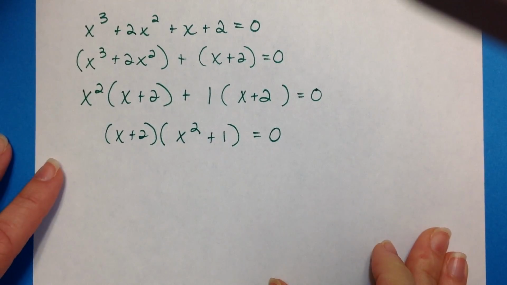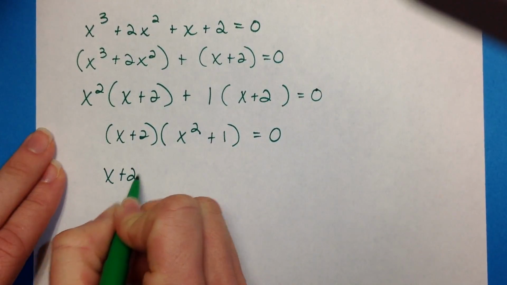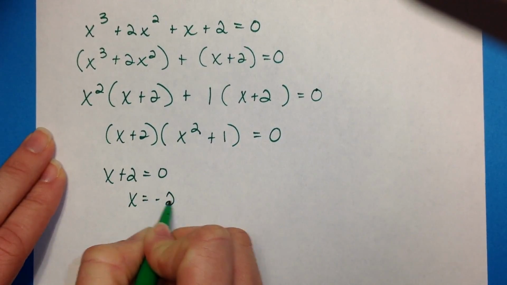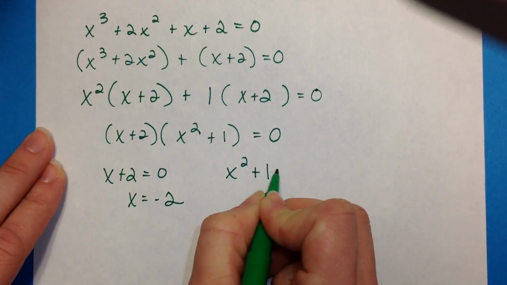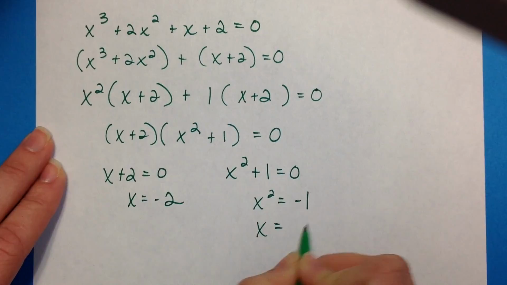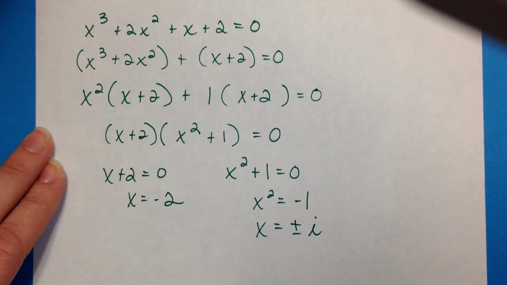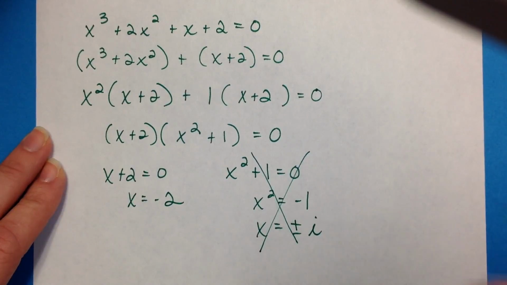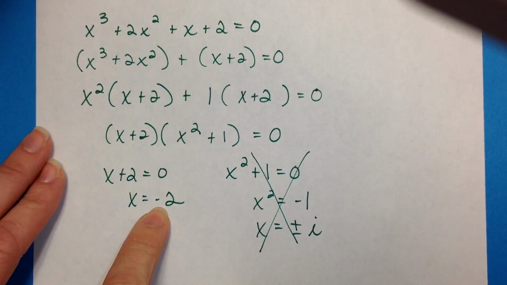Okay, so now you set each of these equal to 0. So I get negative 2. Now in solving this one, you actually end up with positive or negative i. When you're talking about holes or vertical asymptotes on your graph, that only involves real numbers, because your coordinate system here is not going to include imaginary values. So in this case, you just don't get anything from it. So my only possible vertical asymptote is at negative 2.